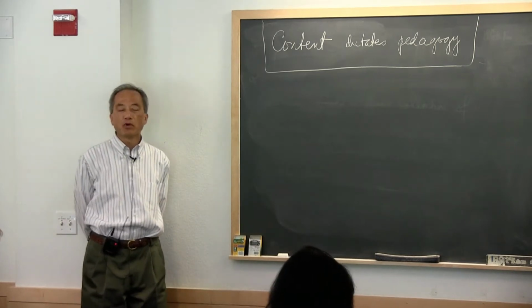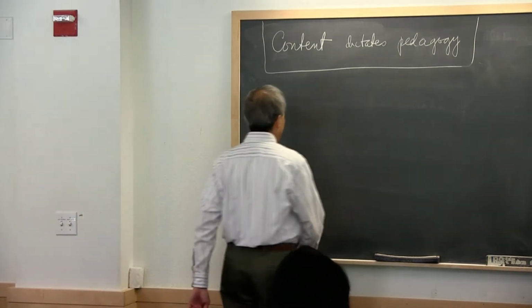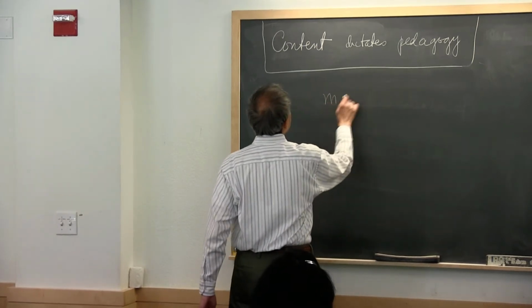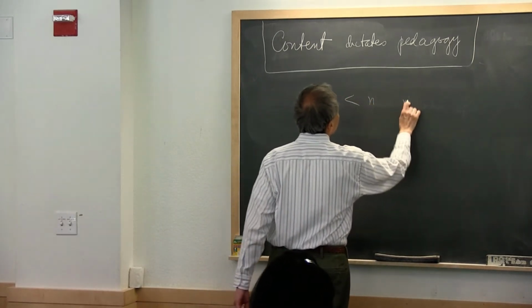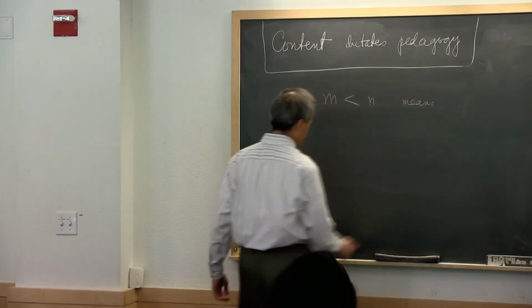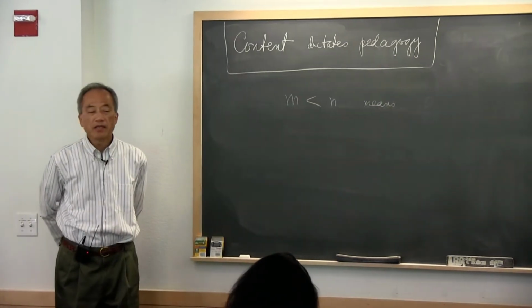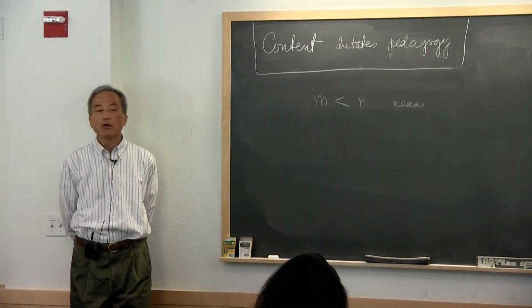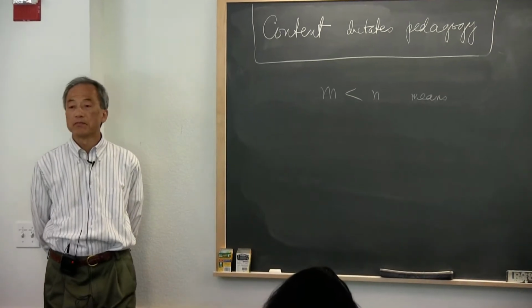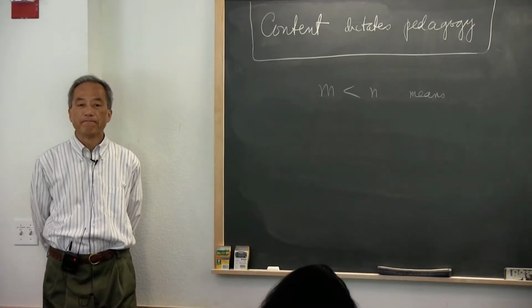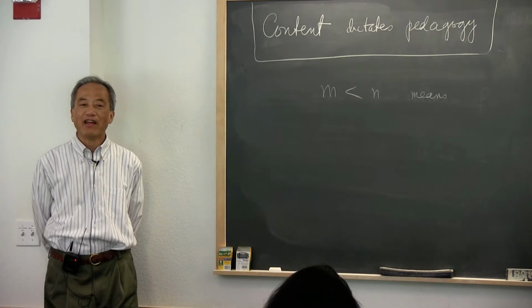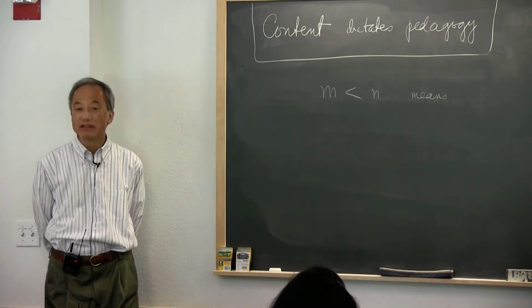I ask you to define what it means to say. What does it mean, for whole numbers m and n? What does that mean? M is closer to 0 than n. M is closer to 0 than n. Good.